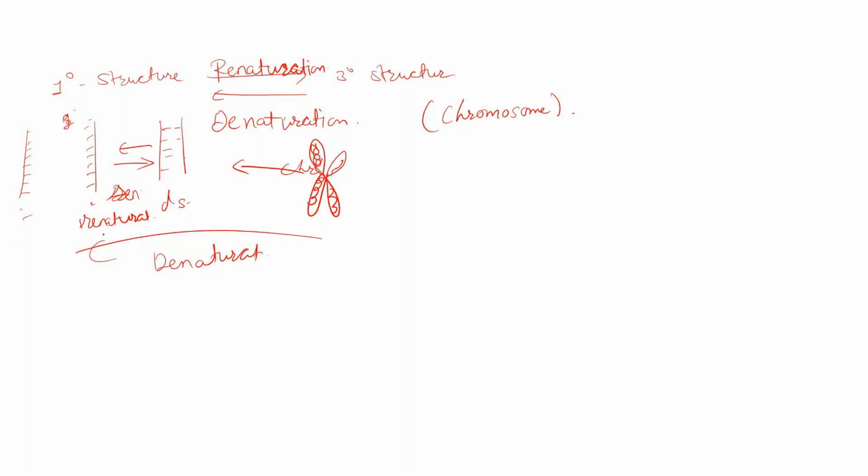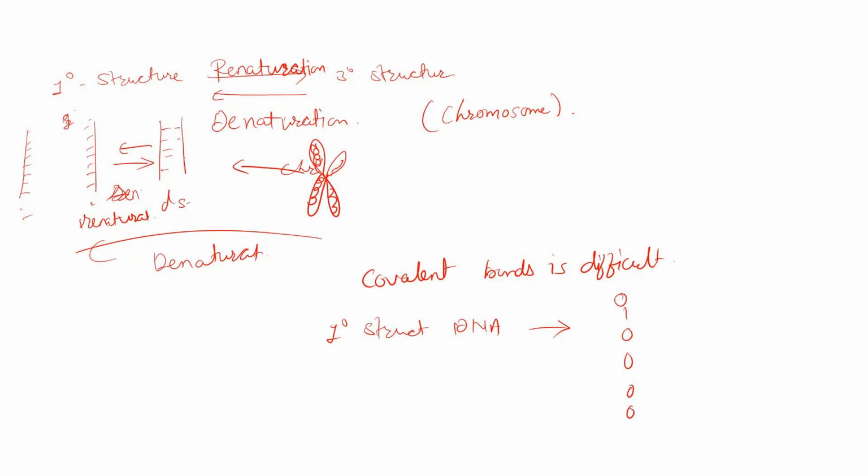But you know what? Breaking down weak interactions is easier, but breaking down covalent bonds is difficult. It requires very heavy treatments. If we break the primary structure of DNA, we will get the individual nucleotides. This can be achieved by hydrolysis, and this is called degradation of DNA. Once we do degradation of DNA, reobtaining DNA is very difficult. Then we have to synthesize the primary structure of the DNA again. But if we do denaturation, we can easily renaturate it, or easily make it functional again.